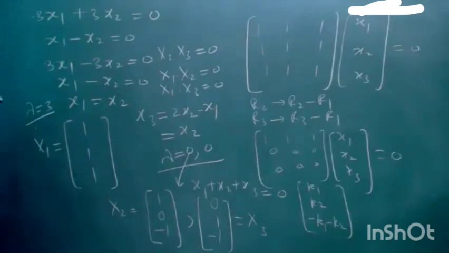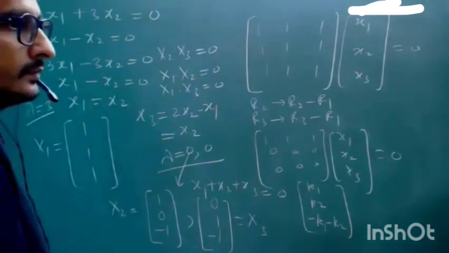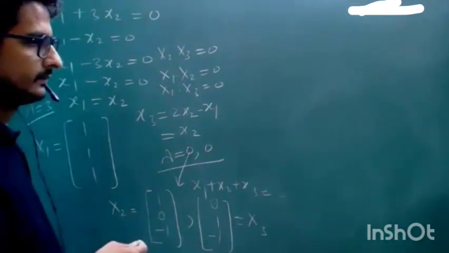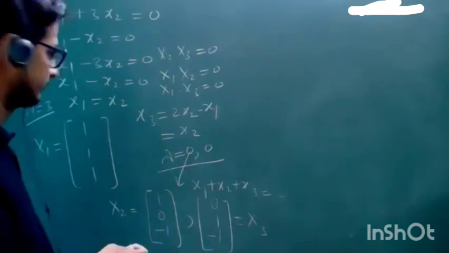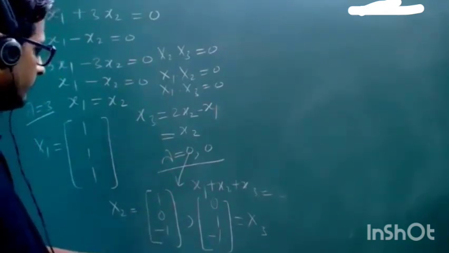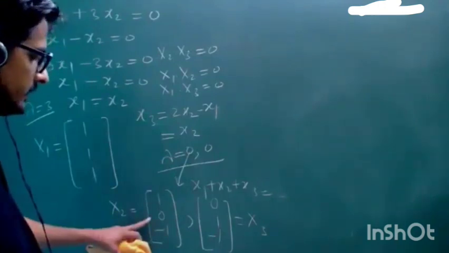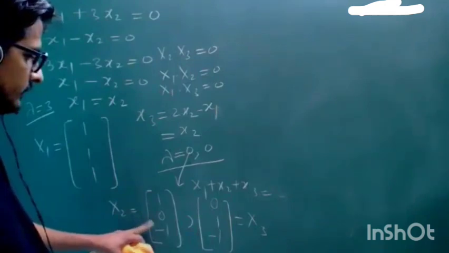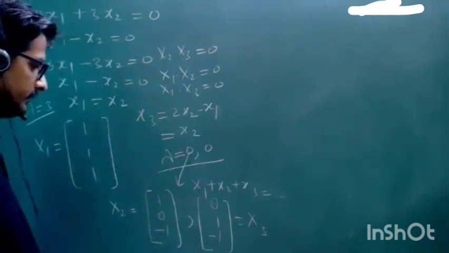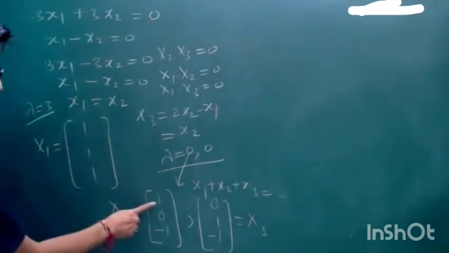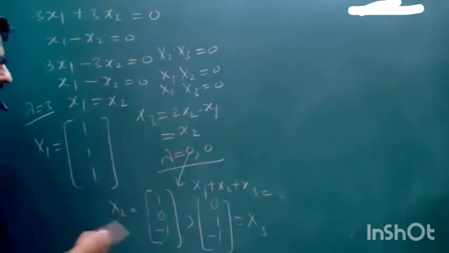Sir, I think I'm not getting x2 dot x3. Sir, it is 0, 1, minus 1 and 1, 0, minus 1. So when we are doing the dot product, x3 you have written 0, 1, minus 1, and x2 is 1, 0, minus 1. When we do the dot product, it is 0 0 and there is a plus 1 remaining.